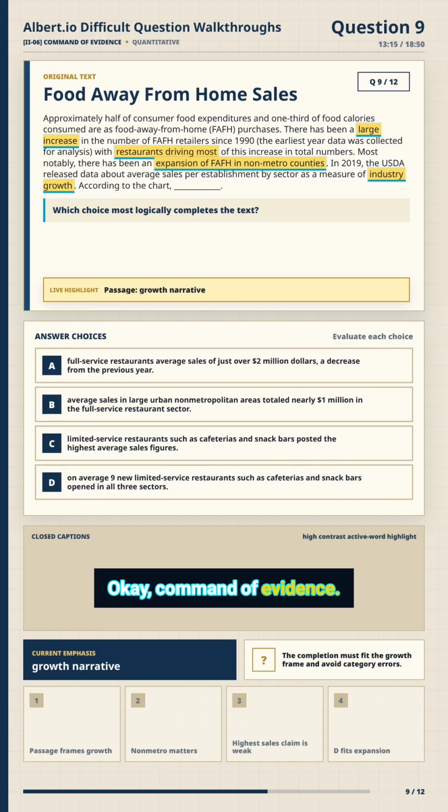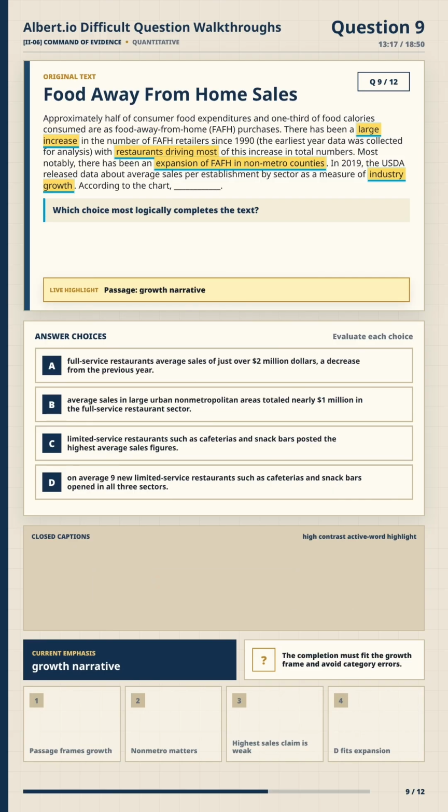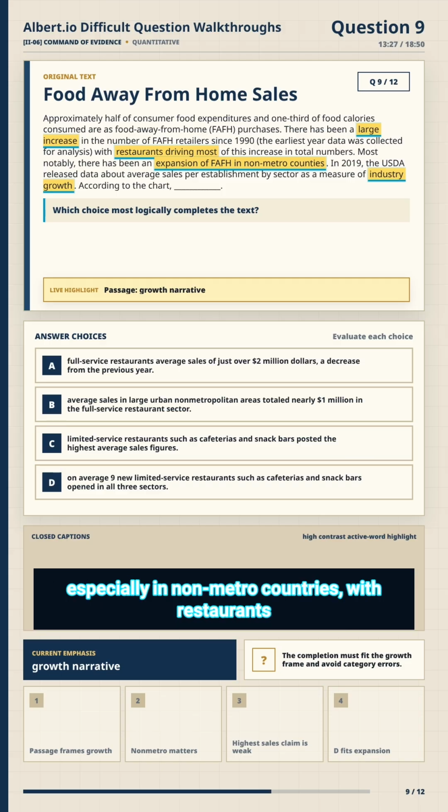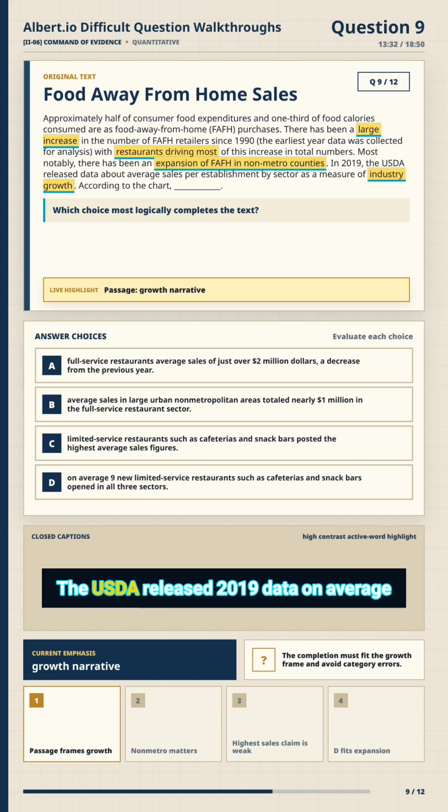Okay, command of evidence. Question 9. The passage establishes a few facts. Food away from home accounts for about half of consumer food spending. The number of food away from home retailers has grown substantially since 1990, especially in non-metro counties, with the restaurants driving most of that growth. The USDA released 2019 data on average sales per establishment by sector. The blank should be completed by an answer that is both consistent with the passage's narrative of growth and plausibly drawn from a chart of average sales per establishment by sector.